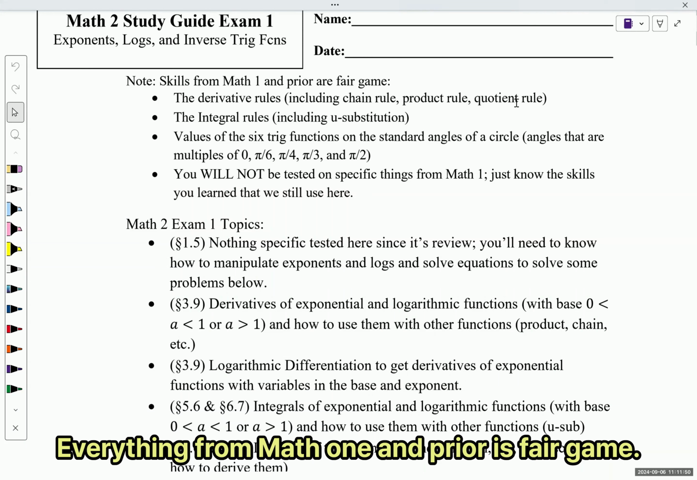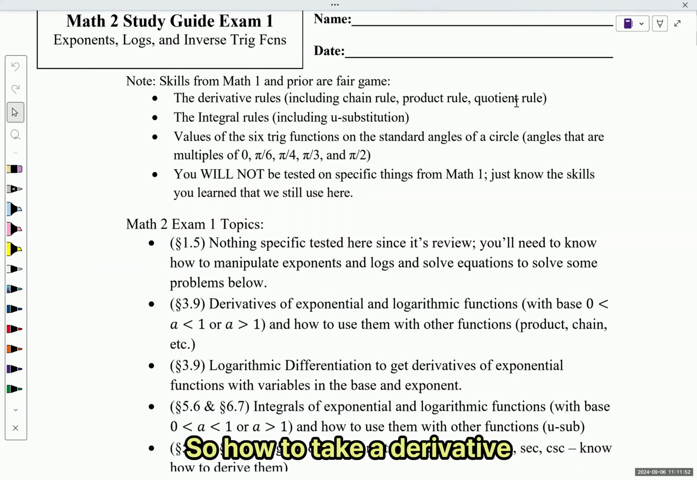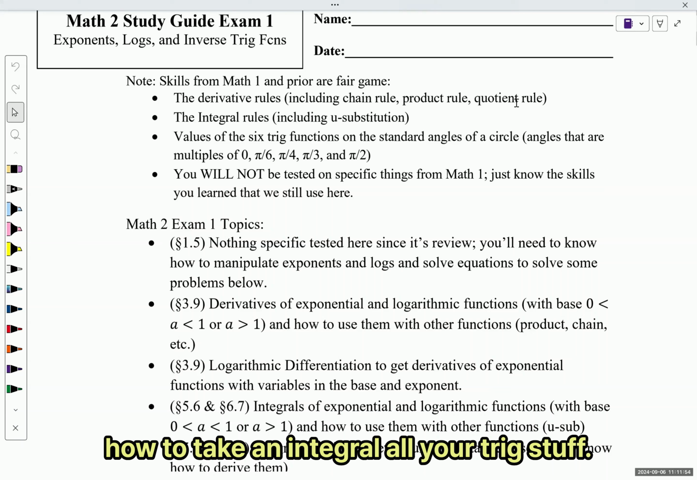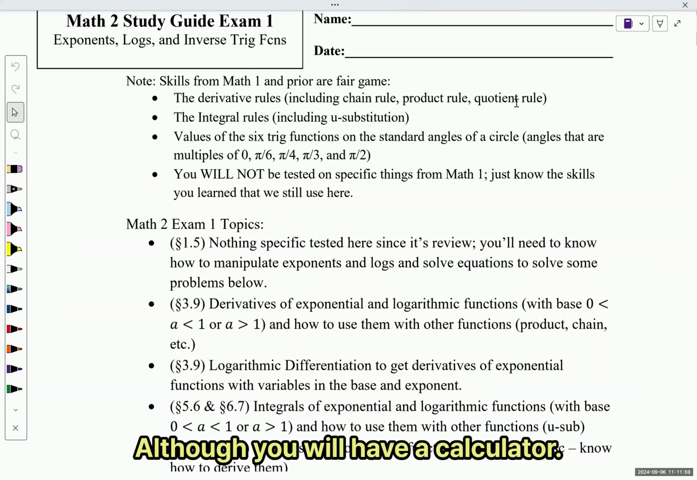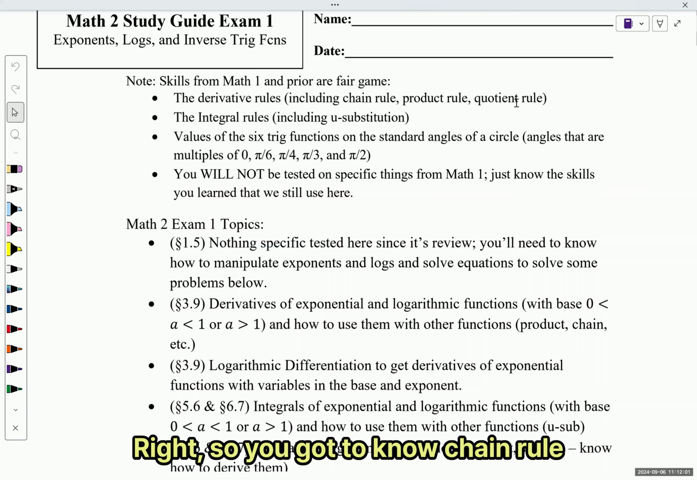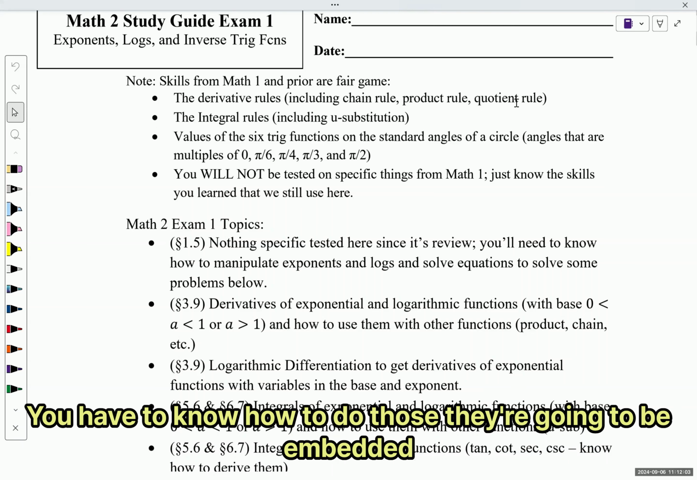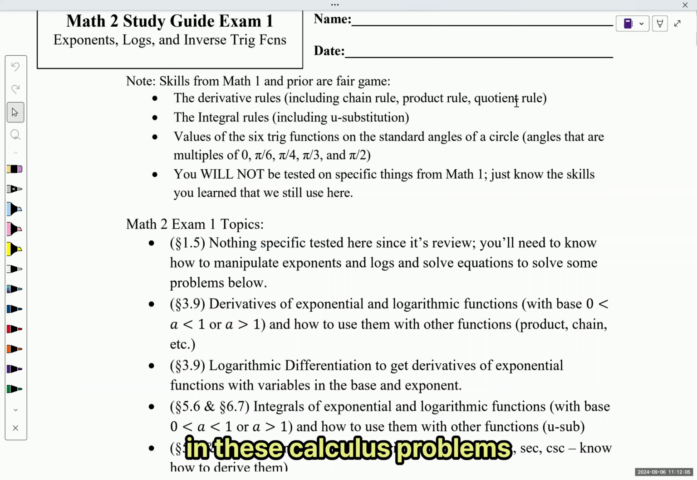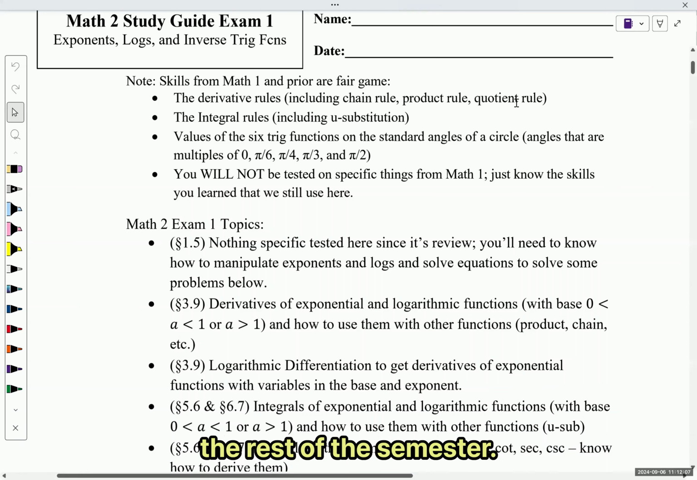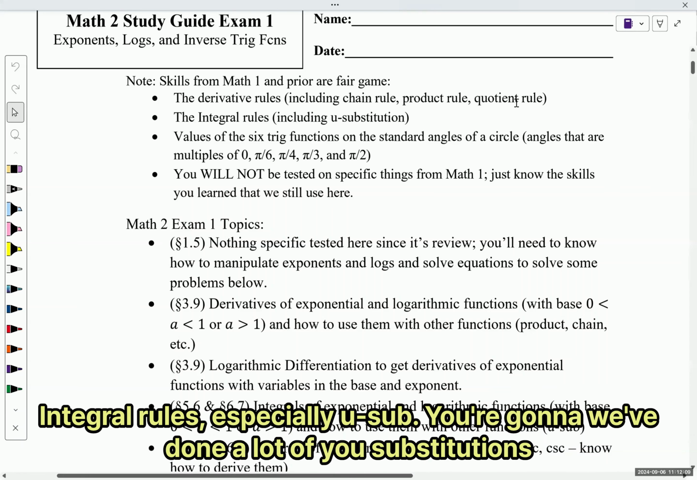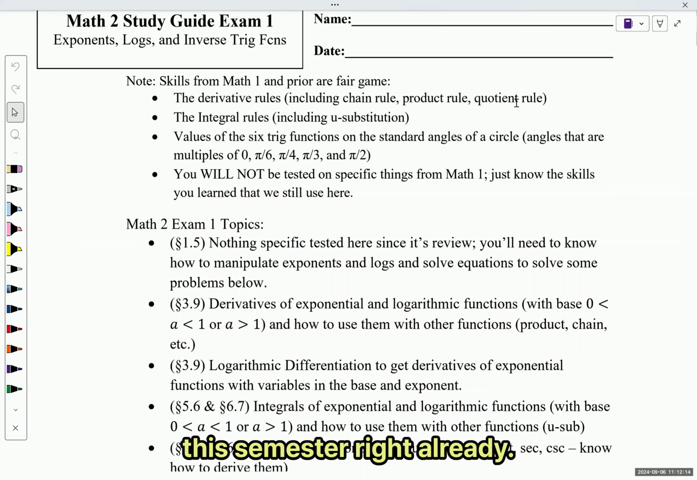Everything from Math 1 and prior is fair game. So how to take a derivative, how to take an integral, all your trig stuff, although you will have a calculator, right? So you have to know chain rule, product rule, quotient rule. You have to know how to do those. They're going to be embedded in these Calc 2 problems the rest of the semester. Integral rules, especially use them. We've done a lot of U substitutions this semester already. We're going to do more.